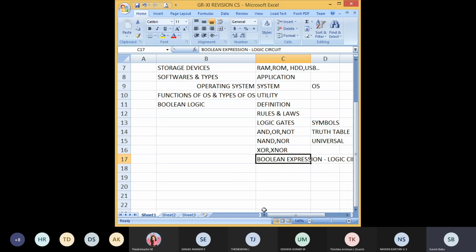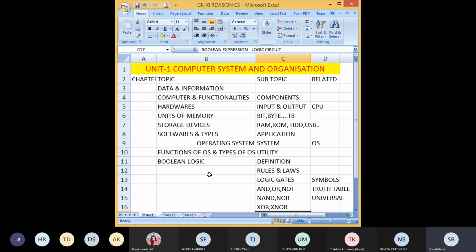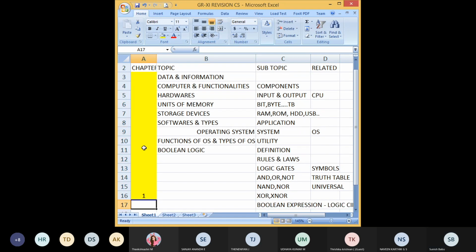So I think that's all about the first chapter. This is everything related to the first chapter. Kindly understand everything. So this is fully about chapter 1, that is computer fundamentals.